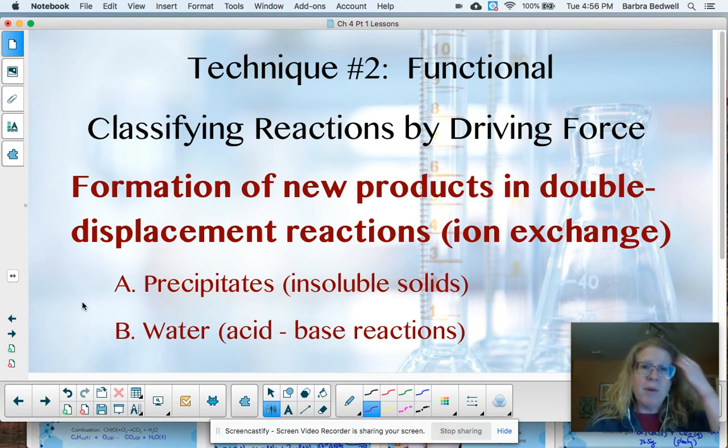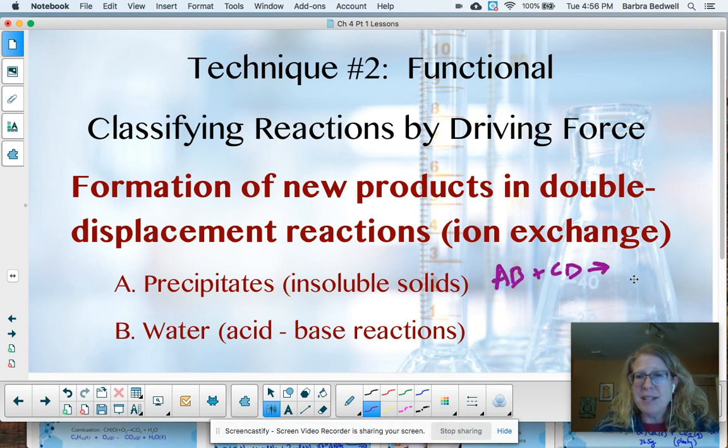So here's an example of what this would look like. For example, with double displacement reactions, which are simply ion exchange, you're literally doing FOIL. AB plus CD is producing this new combination, AD plus CB.